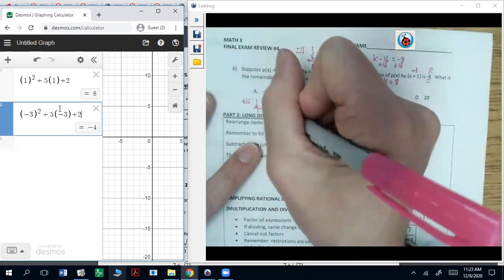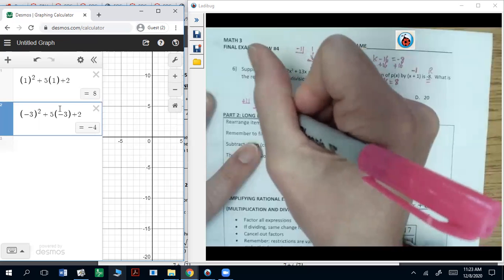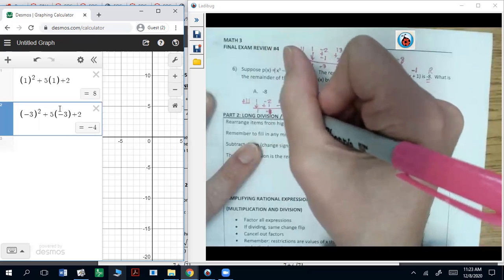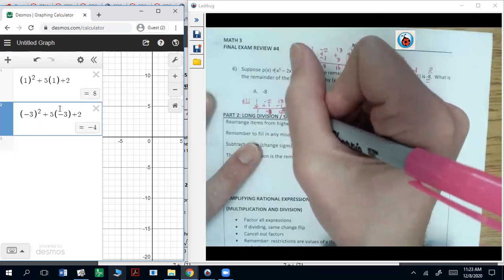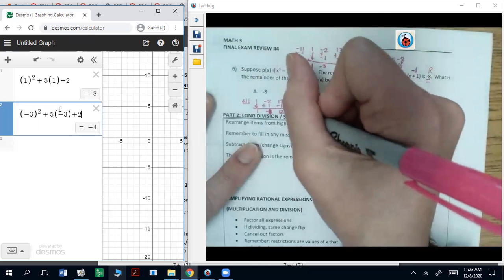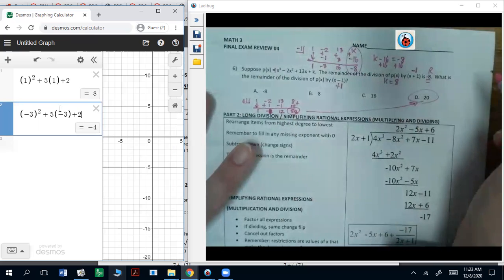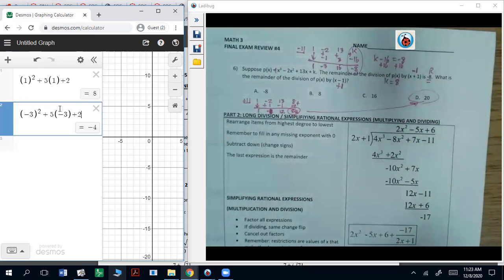1 times 1 is 1. Add those together, you get -1. -1 times 1 is -1. Add those together, you get 12. 12 times 1 is 12. And then 12 plus 8 is 20. So your new remainder is 20. So you can do that with the remainder theorem or with synthetic division like we just did.